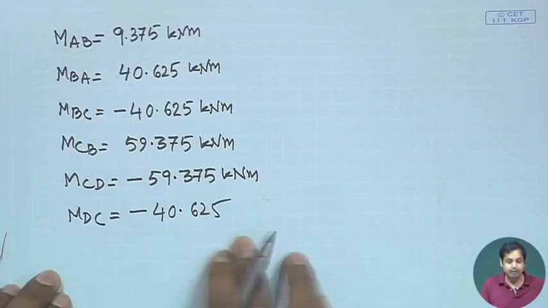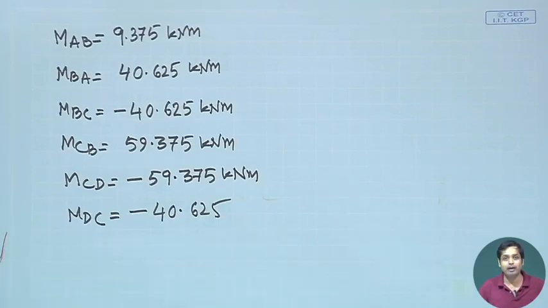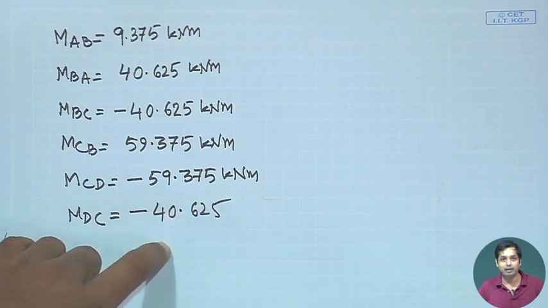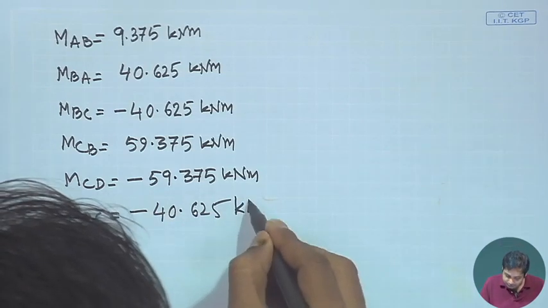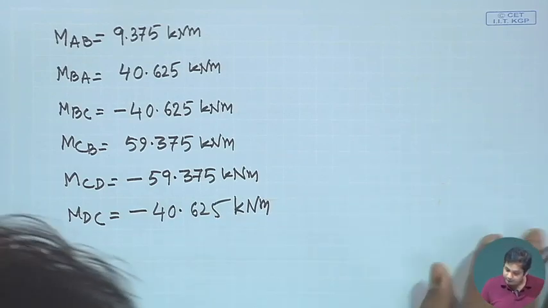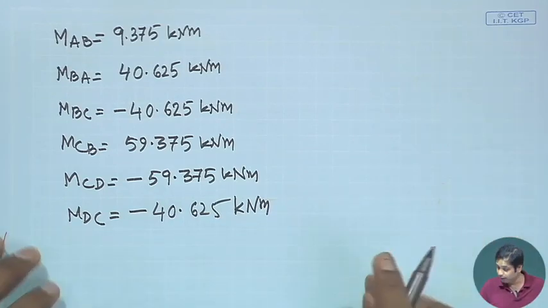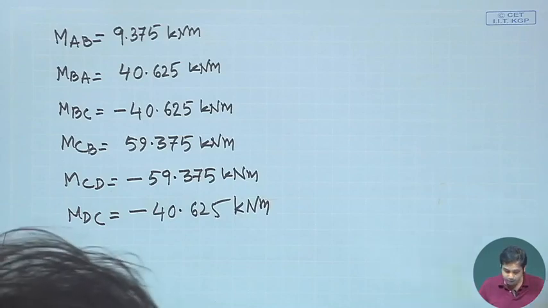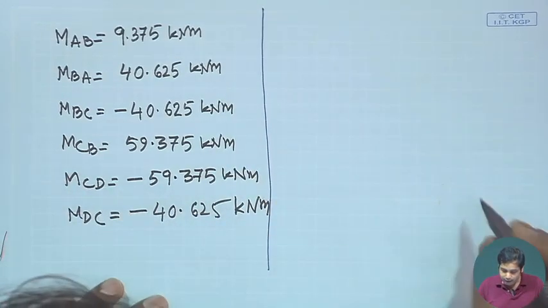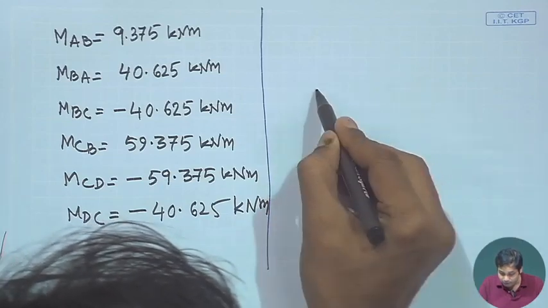If you write just 40.625, MDC is equal to 40.625, this doesn't carry any meaning. When you write kilonewton meter, then it carries some meaning. So, anything you write, always write the corresponding unit with it. Without unit, anything is meaningless. Okay. Now, let us draw the bending moment diagram.